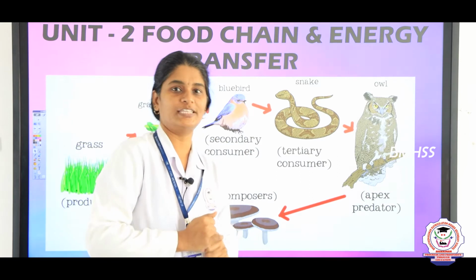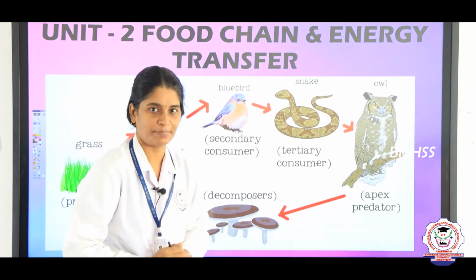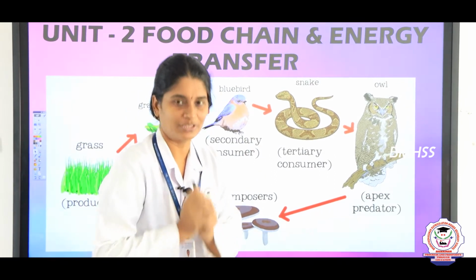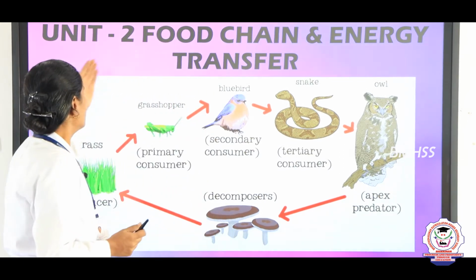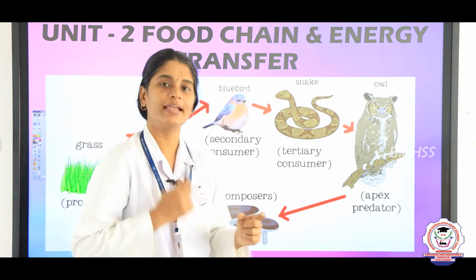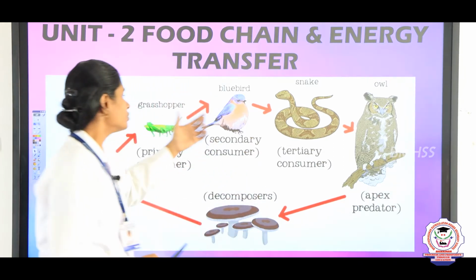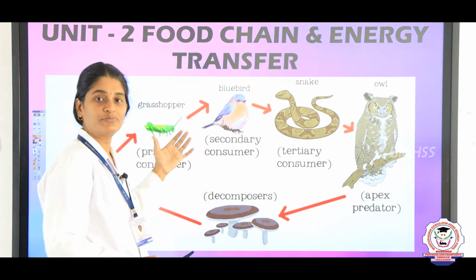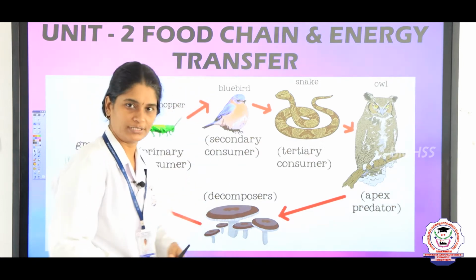So today we are going to see the second unit from your second chapter, your ecosystem, your third chapter. What is your second unit? The second unit is about food chain and energy flow, right? So what is energy transfer and what is food chain, that we are going to discuss in this class.